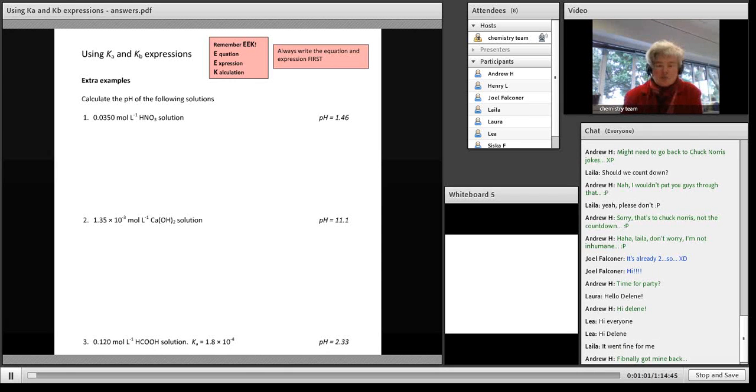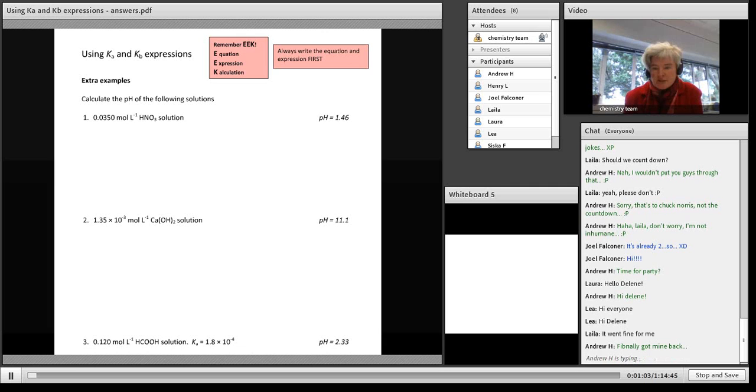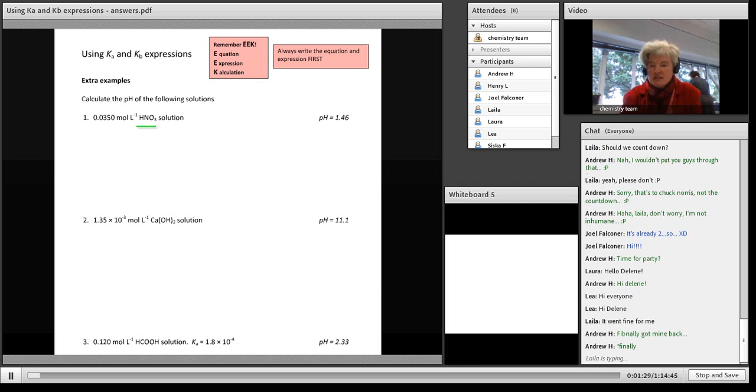So let's start with this one. These are a mixture of different things. So it's calculate the pH of the following solutions. I've got 5 in total. So the first thing you need to look at is it a strong acid, strong base, weak acid, weak base? So I've got here HNO3, nitric acid. What type of substance is nitric acid? Strong acid, strong base, weak acid, weak base.